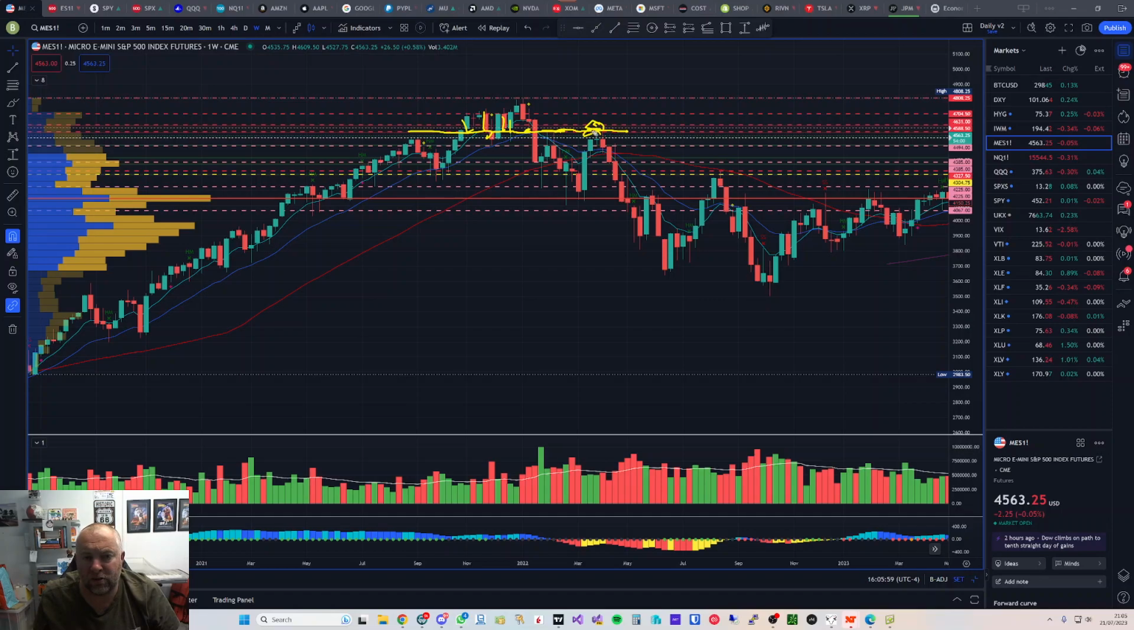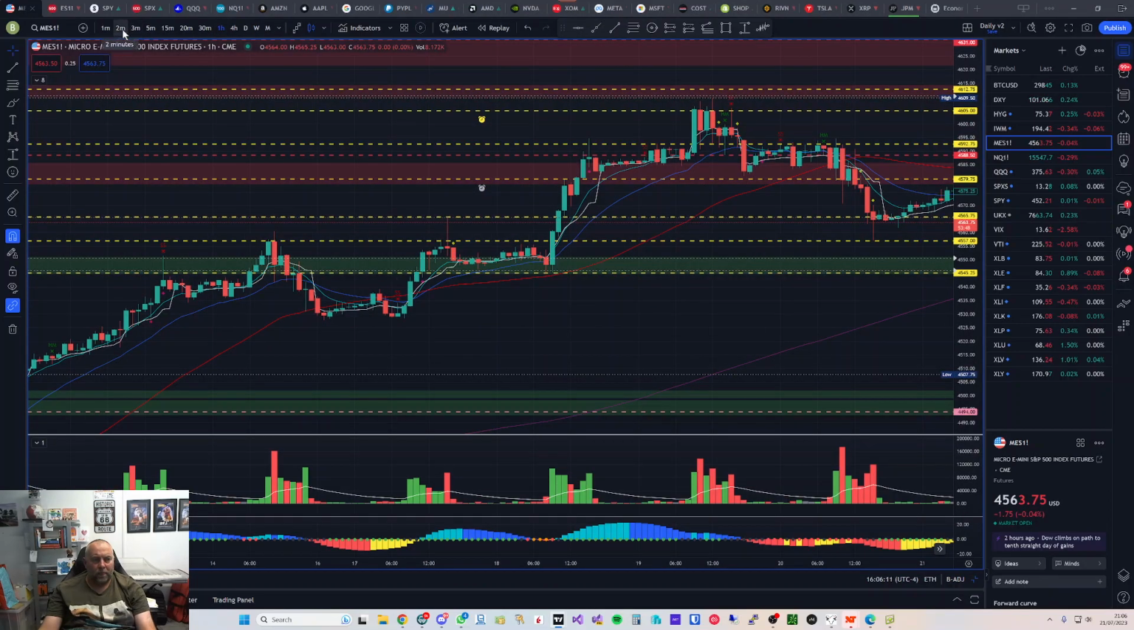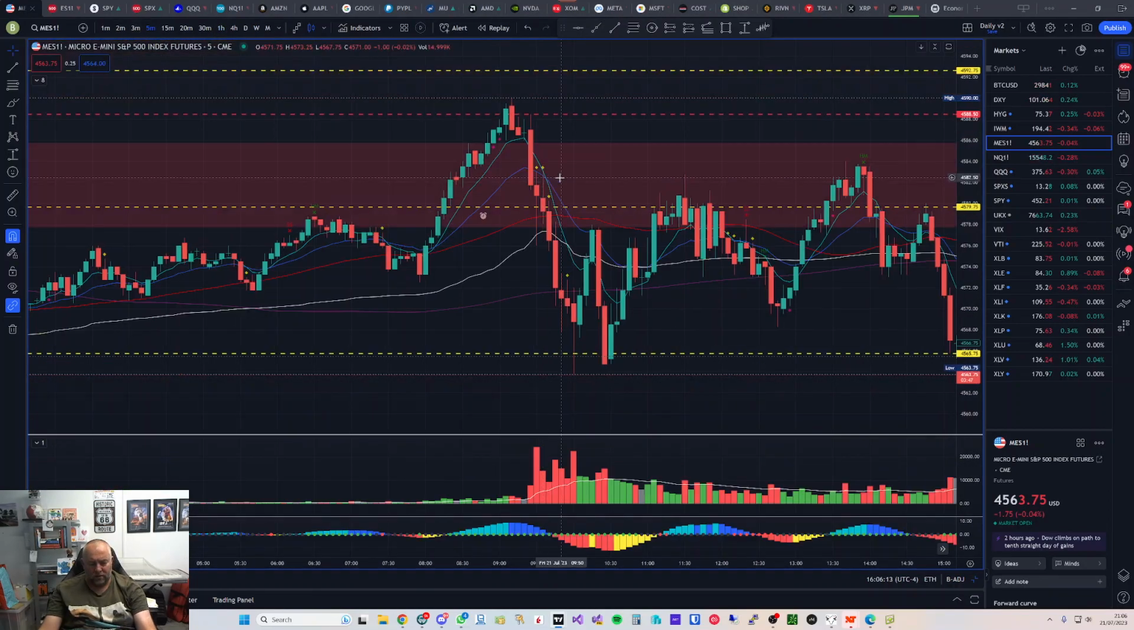These topping tails, these topping tails here. So it's quite a significant area, hence why it was in my plan or in my charts just to remind me. So going back onto the hourly, in fact we're going to the 5-minute chart now.